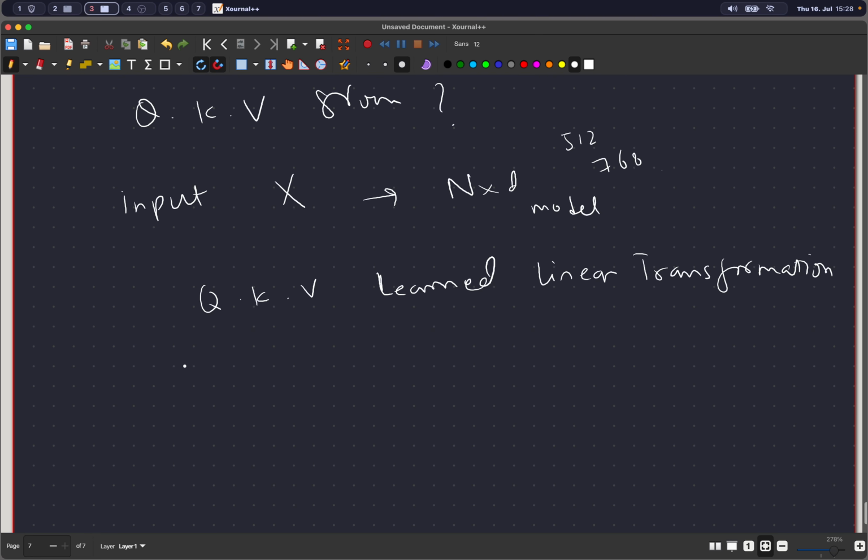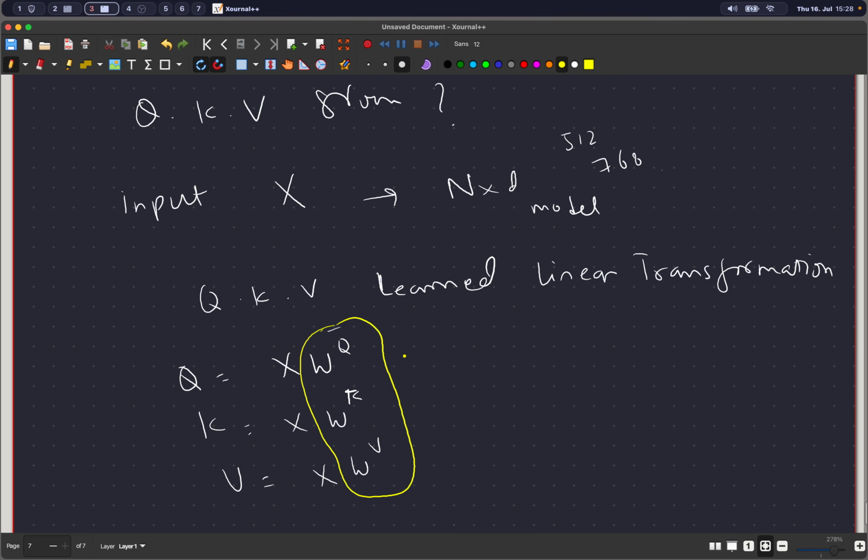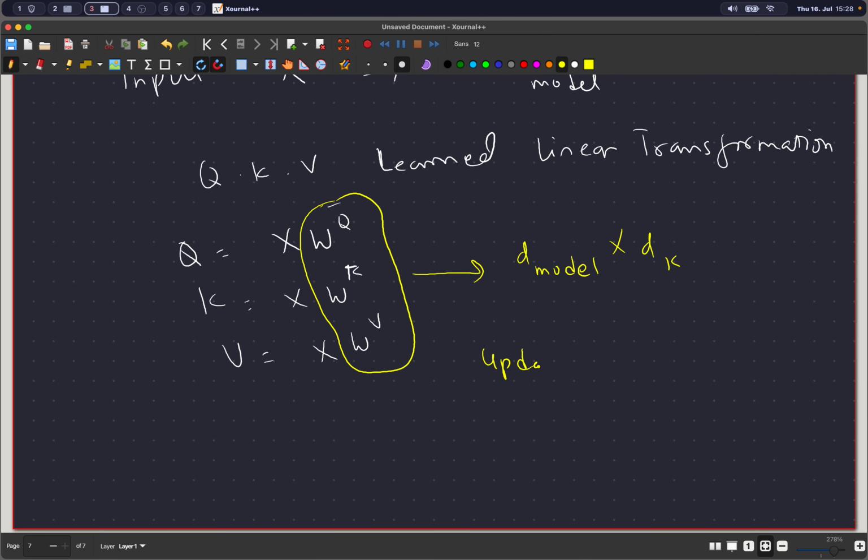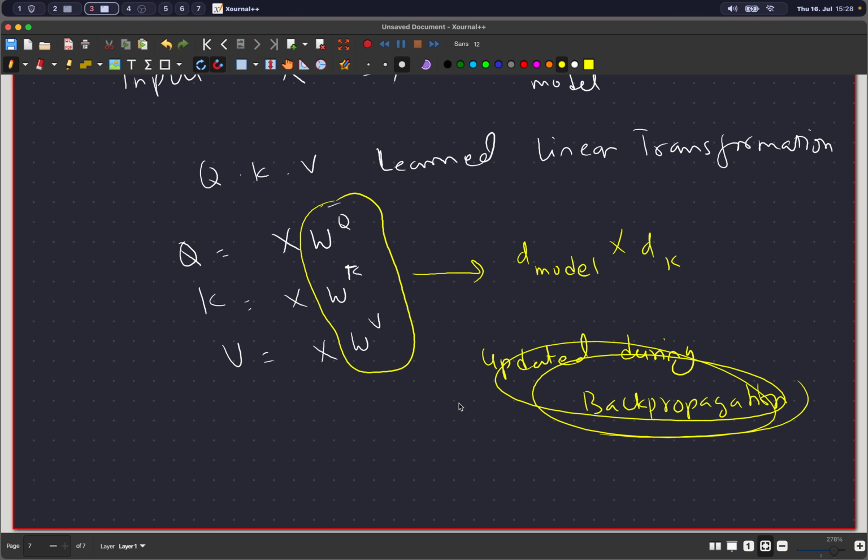What do I mean by that? Q is nothing but X times WQ. K is nothing but X times WK. V is nothing but X times WV. And all these WQ, WK, WV have a size of d model times d_k, and they are updated during the backpropagation step. Very important, you should understand how backpropagation works.